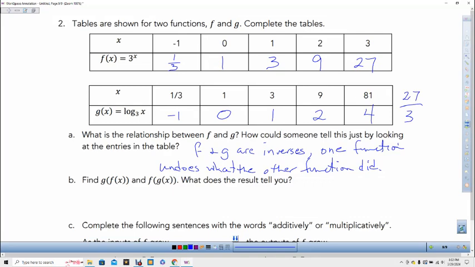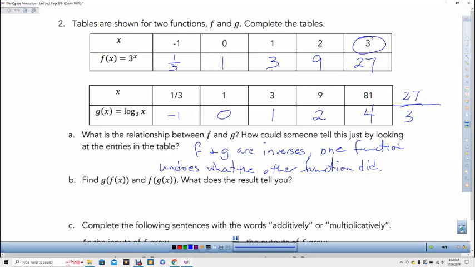Now, they threw you a little curveball here with the 81 and got it out of order, but it's still going to happen. You plug in 3, you get 27. You take the log base 3 of 27, you're going to get 3. It's going to give you the exact same number you started off with.